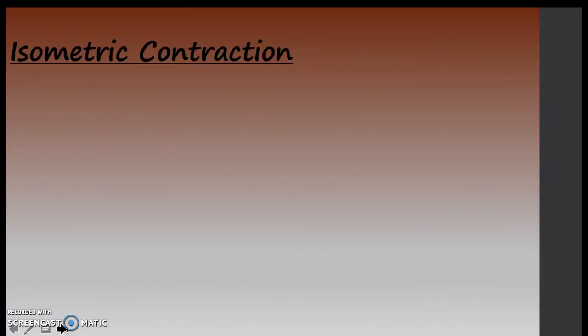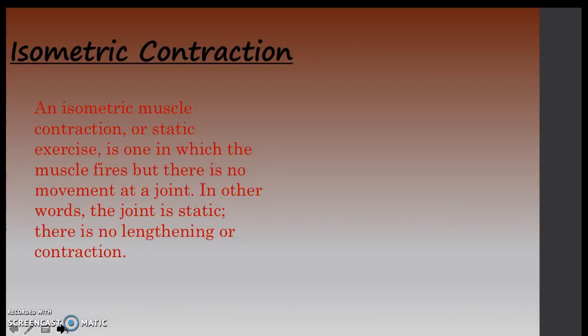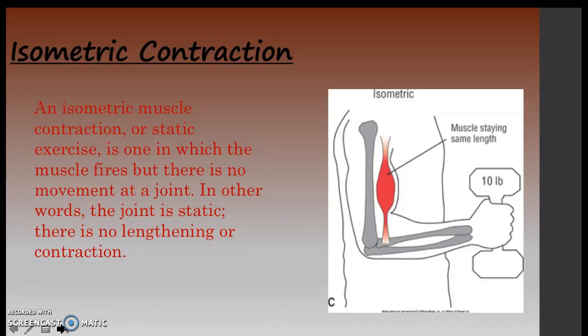Now, isometric contraction, also known as a static exercise, is one in which the muscle fibres fire but there is no muscle movement at the joint. In other words, the joint is static but there is no lengthening or contracting. So when the muscle contracts, there basically is no resulting movement. And here is another photo where the muscle just stays the same length.